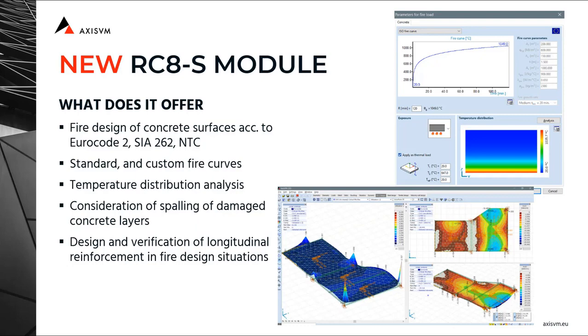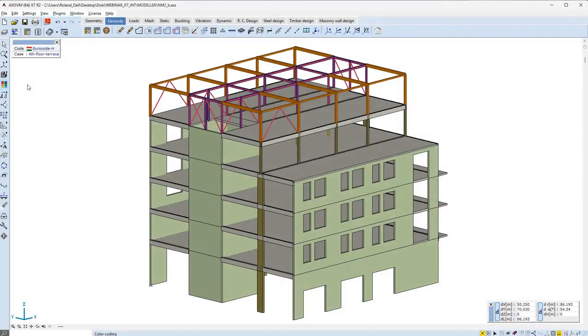It uses standard and custom fire curves for fire design parameters, and based on the fire design parameters, it can analyze the temperature distribution inside the cross-section. Design takes into account the temperature of the longitudinal reinforcement as well as the spalling of the damaged concrete layers. The end result is the required amount of reinforcement in the concrete surface under fire situation and the verification of the actual applied reinforcements. In the following demonstration, the workflow of all structural fire design modules will be presented, including the new RC8S module and showing the RC8B, SD8 and TD8 modules as well.